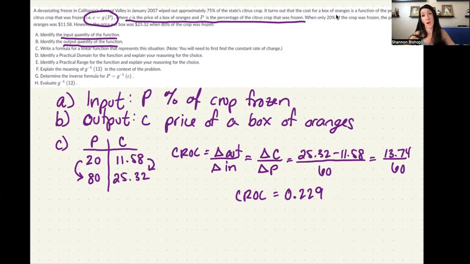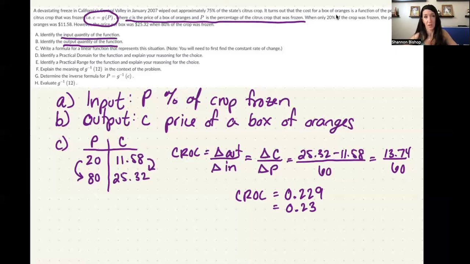0.229. If you were to round that, I would say 2 decimals is appropriate. So we could do 0.23 if we wanted to. Either one is acceptable. If ever I'm being super picky, the directions would be very clear, and they would say, hey, round to 2 decimals or whatever. Okay, so that's our constant rate of change.